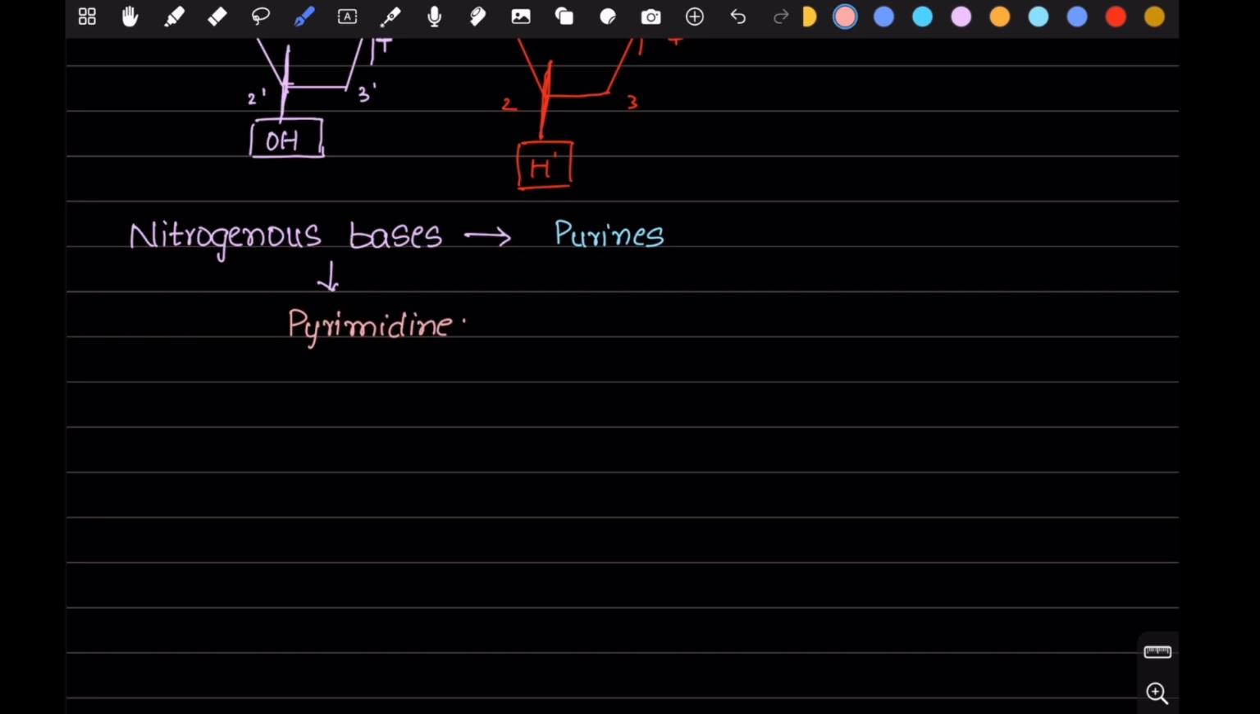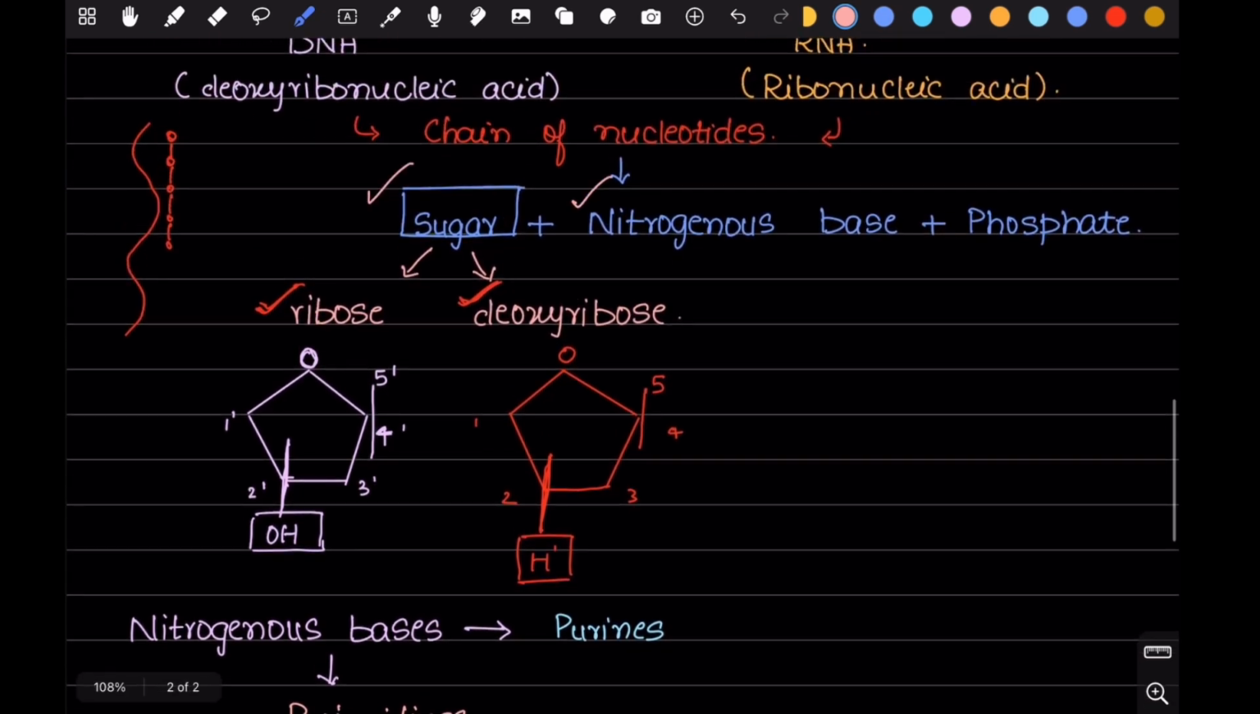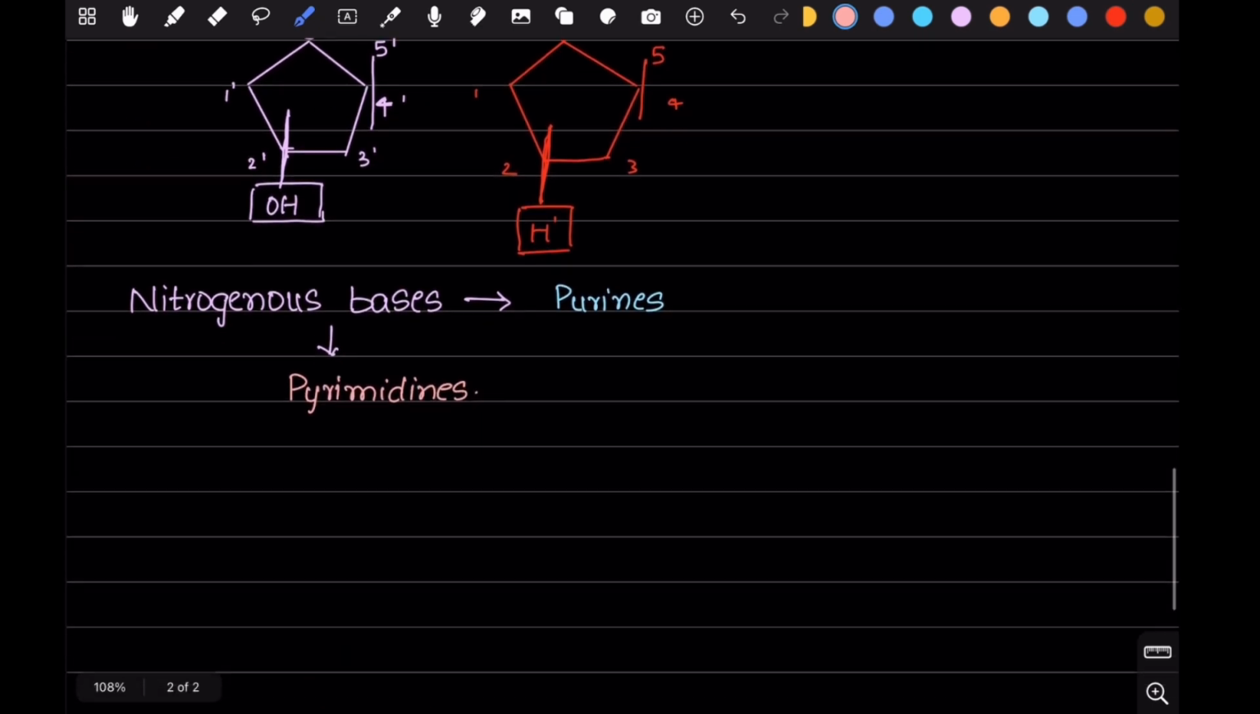Pyrimidines. So out of the 3 molecules or 3 atoms that the nucleotide is made up of, we have learnt about sugar. There are 2 types of sugars, ribose and deoxyribose, which is the main difference forming substance in DNA and RNA. Next, nitrogenous bases, there are 2 types, purines and pyrimidines.